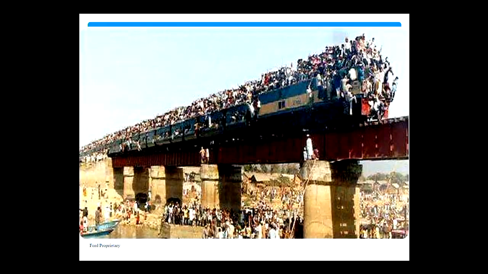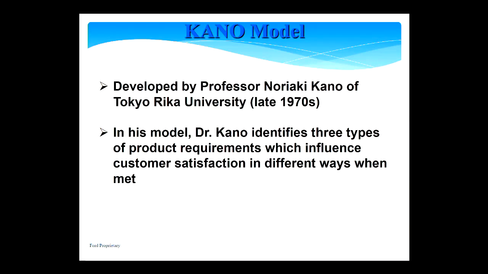Okay, so I'd like to spend a little bit of time, just brief, to talk about the Kano model. The Kano model basically is trying to depict and describe the process by which you need to assess what you need to deliver to the customer base. So Kano was a Japanese professor. In his model, Kano identified 3 types of product requirement that influence customer satisfaction in different ways. Okay, 3 different ways.